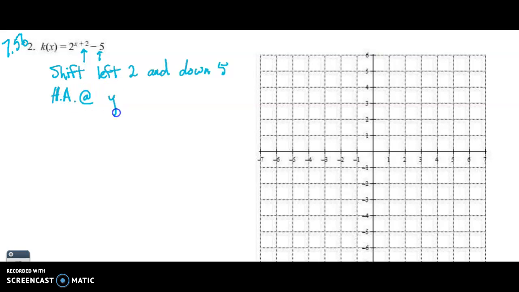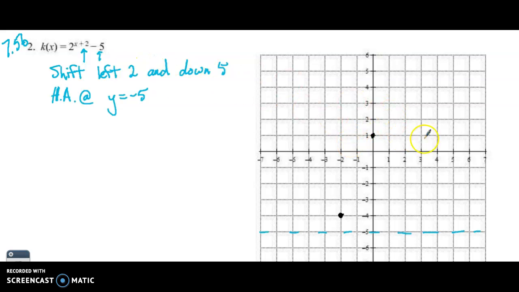So before doing anything, you might even recognize that the horizontal asymptote is at y equals -5. So that might even be the first thing that you do. Another thing that you might recognize is that normally the y-intercept is at 0, 1, and if I shift that left 2 down 5, we're right here.